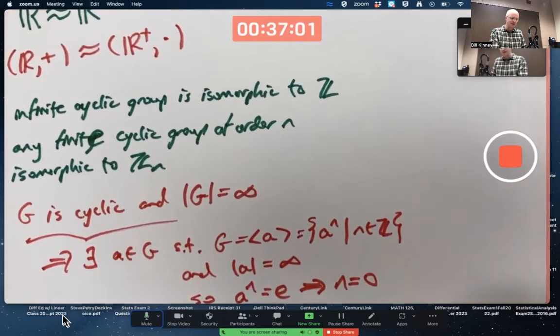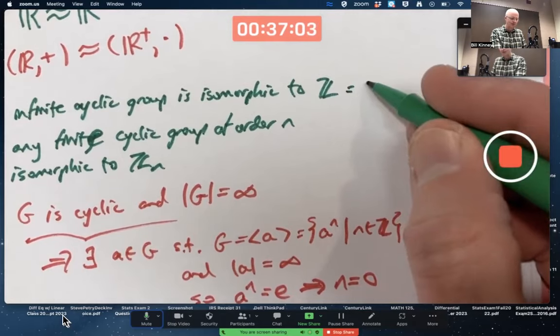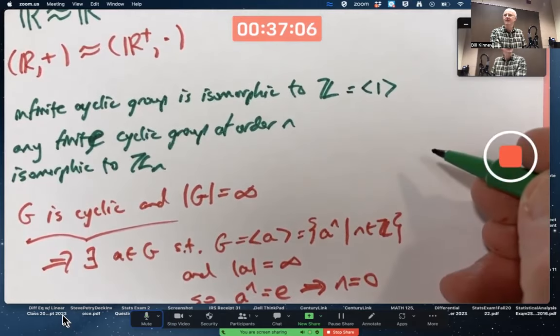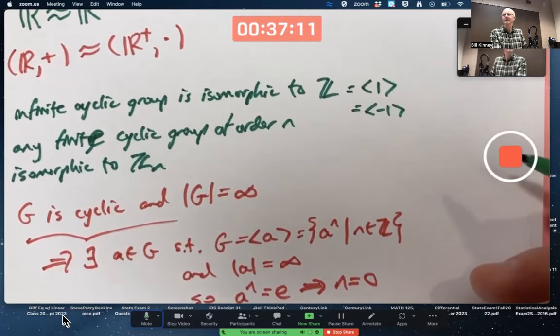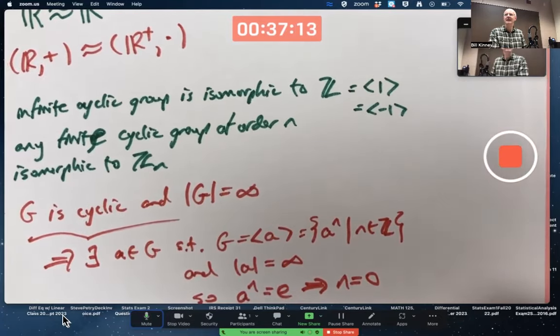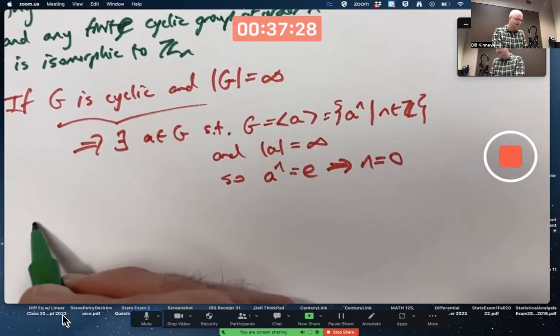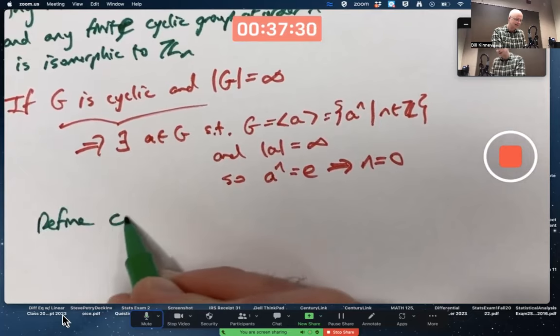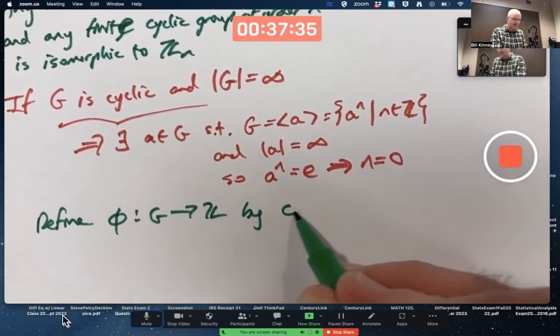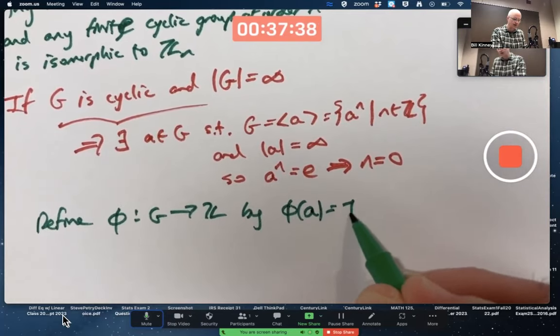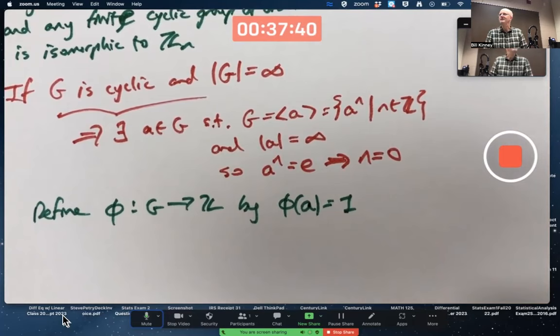How? Maybe use the fact that Z's got a generator, right? 1. Also has a second generator, -1. What should I do to define the isomorphism? Maybe A is kind of acting like 1 is. Maybe I should map A to 1. Maybe I want to define phi from G to Z by the formula phi of A equals 1. Maybe that's the way to do it.